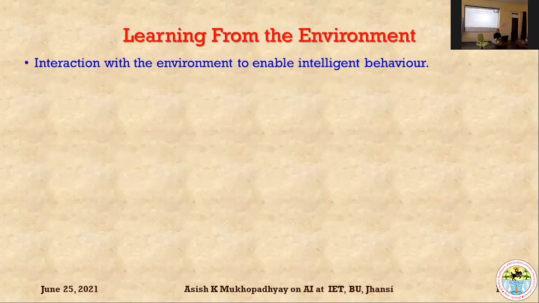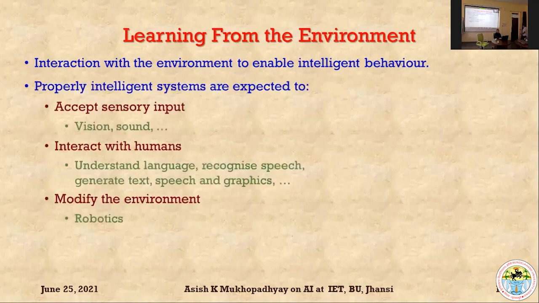And interaction with the environment to enable intelligent behavior. Properly intelligent systems are expected to accept sensory input like vision and sound. If you are intelligent, you must be able to accept that through sensors like vision and sound. And interact with humans, understand language, recognize speech, generate text, speech, and graphics.